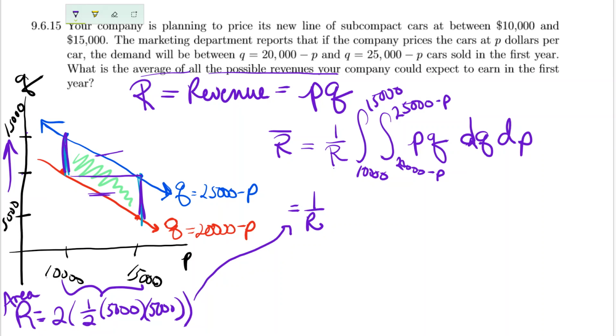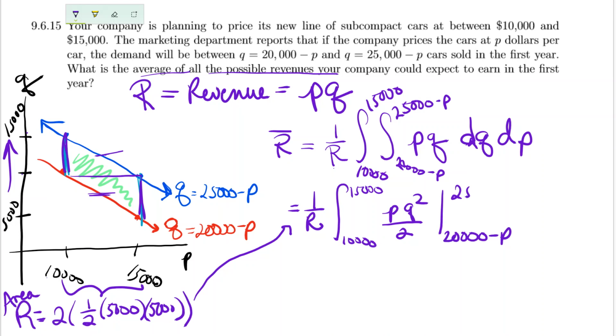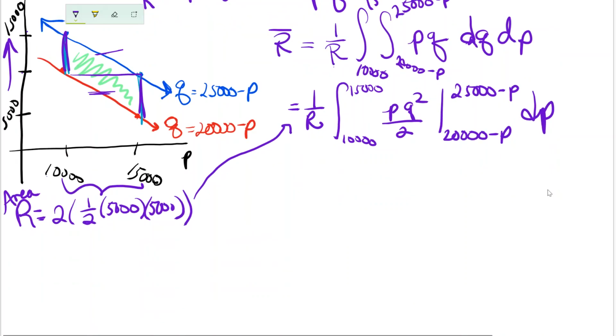Okay, cool. Let's integrate. So I'm doing the inside one first. I'm going to take the 10,000 and 15,000 for a walk. I'm integrating with respect to Q first. So I'm going to add 1 to Q's power and divide by that. So I'll get P Q squared over 2. And then I'm going to evaluate that from 20,000 minus P to 25,000 minus P. It'll be okay. I believe in you. So remember, in the end, we're going to be integrating again with respect to P. So this will get clearer as we go.